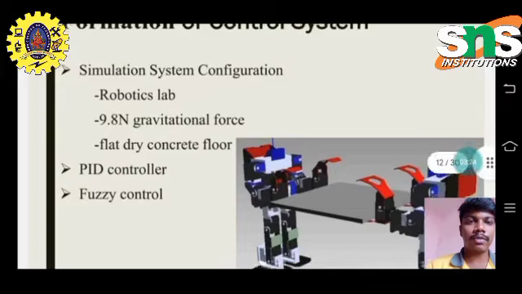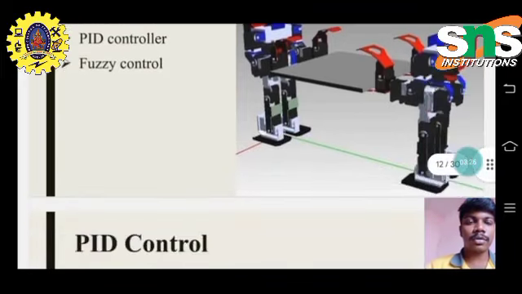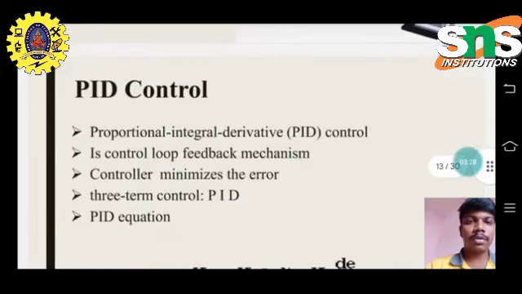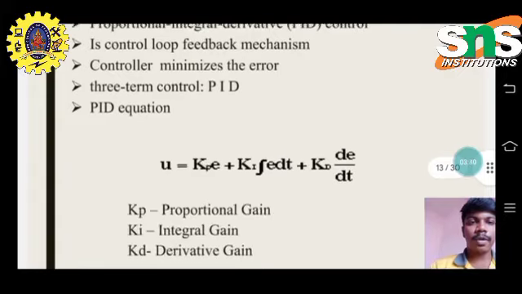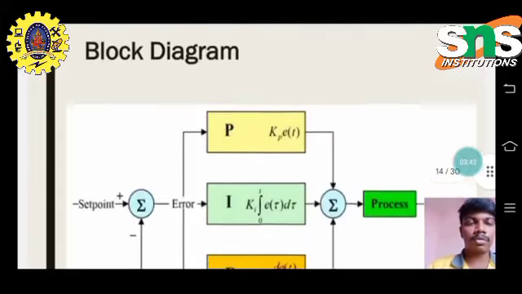Then formation of control, like simulation system configuration, robotic law, 9.8 m/s² gravitational force and flat dry concrete floor. Then PID control and fuzzy control. PID control is nothing but proportional integral derivative control, a control loop feedback mechanism. The controller minimizes the error, a three-term control like PID, and some formulas are used in the block diagram.